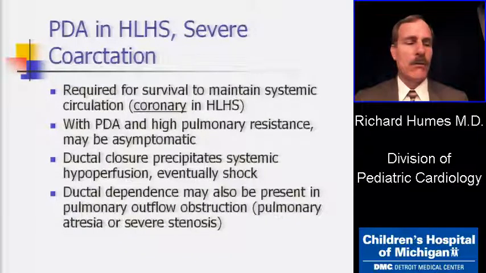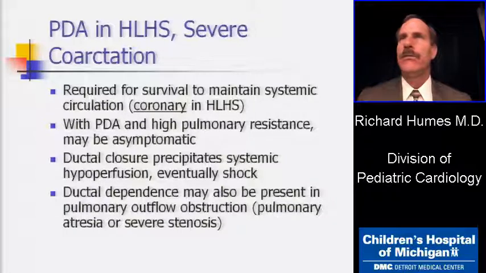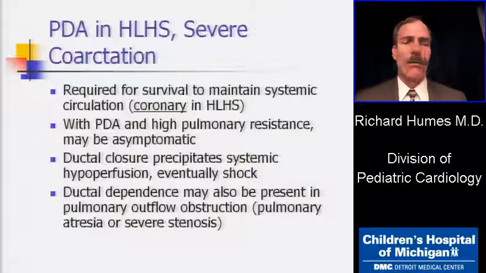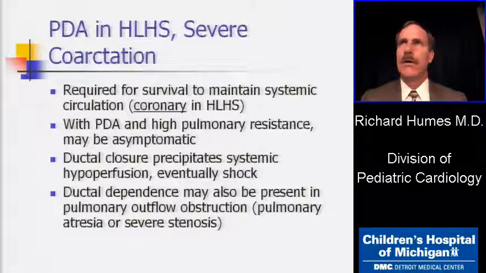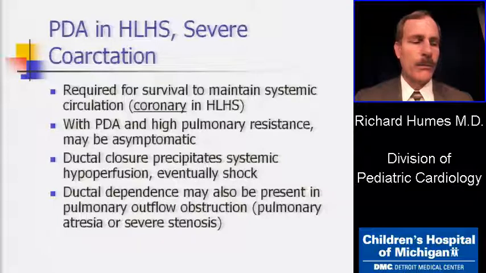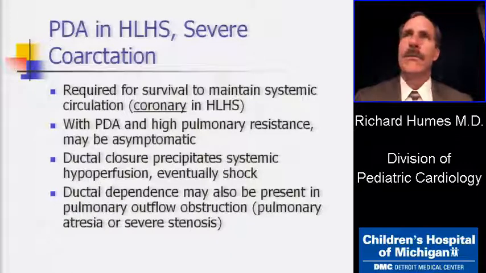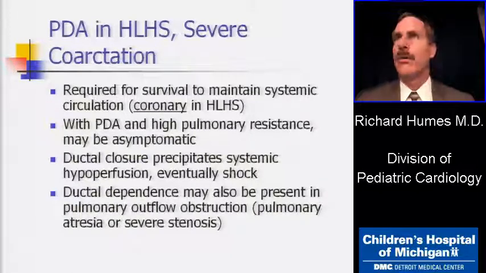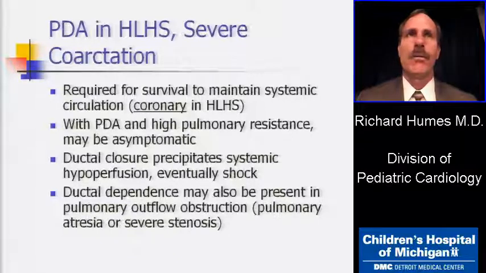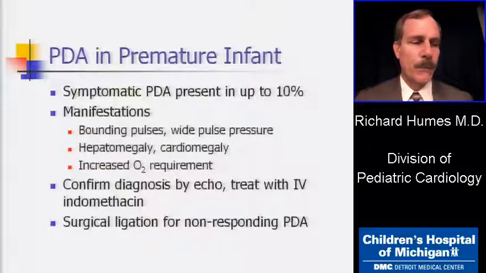With a PDA and relatively high pulmonary vascular resistance, these patients can be relatively asymptomatic. But when they do have ductal closure, then this will precipitate systemic hypoperfusion, gut hypoperfusion, acidosis, and shock. Ductal dependence may also be present for right-sided obstructive lesions such as pulmonary stenosis or pulmonary atresia. So it's pretty much outflow obstructions that you want to be looking for with ductal dependence.